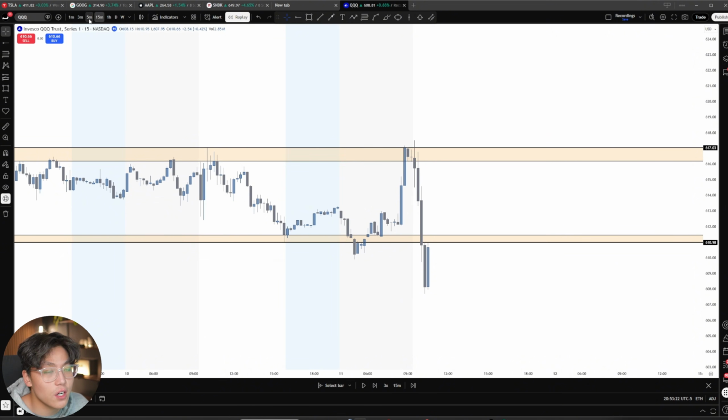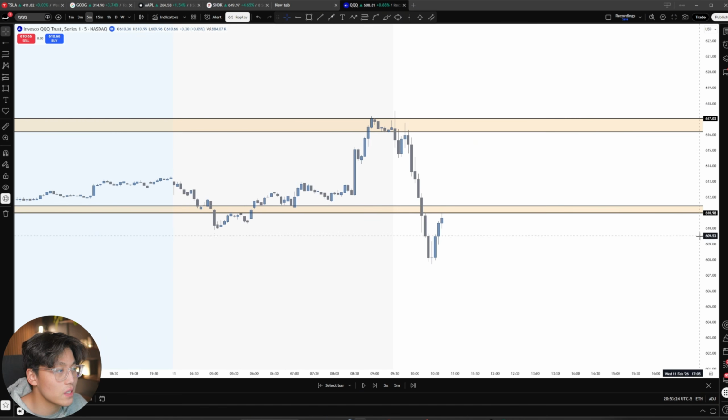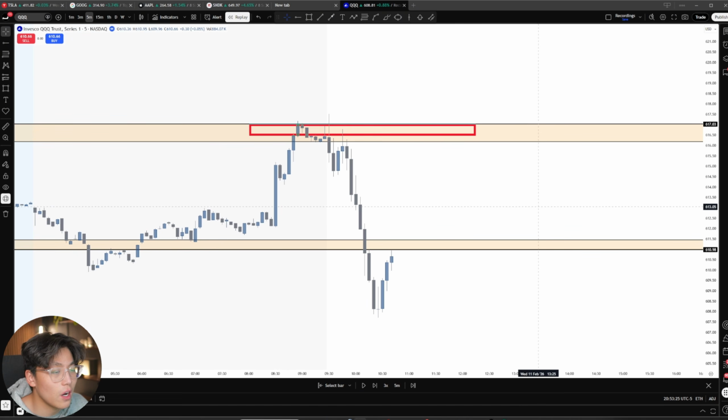So as you can see here, if we go on to the lower time frames, you can see perfect rejections right off our previous day highs. Sellers stepped in, and we end up having this reversal setup towards the downside.